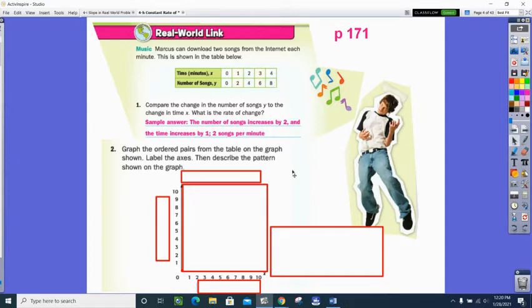All right, now they're asking you to draw the graph. So I'm going to ask you to, the video is going to pause and ask you to fill in the labels and plot the points. So if you could do that, we'll come back in a second.